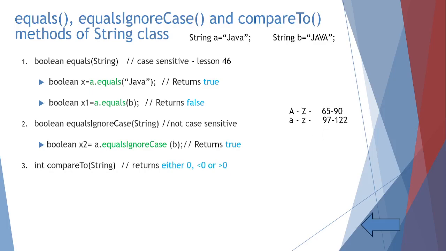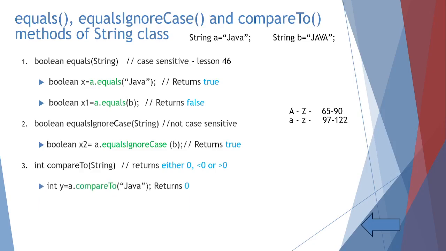Before understanding compareTo, we must recall A to Z. Unicode values of A to Z are 65 to 90 and lowercase a to z is 97 to 122. Depending on these Unicode values only, the compareTo method returns either 0, less than 0, or greater than 0. It returns an integer and takes a string as a parameter.